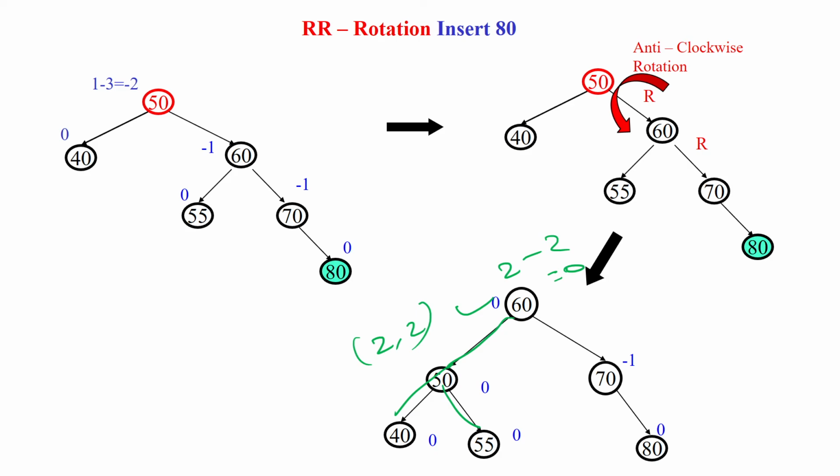Now it satisfies the AVL property of balance factor. All the nodes have 0 or minus 1 or 0, so it is satisfying the AVL tree property. So now it becomes the AVL tree. Thanks for watching.